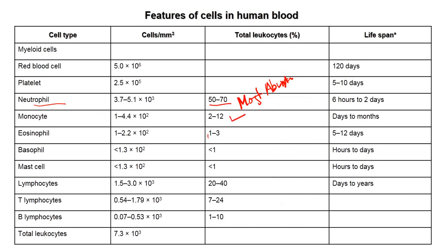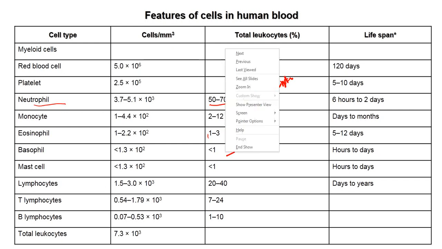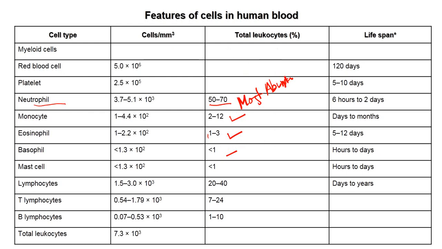Eosinophil is very less, 1 to 3%, but in cases of certain common cold or certain types of infections, the count rises. You call it as eosinophilia. Basophil is again less than 1%. And mast cell is again less than 1%. But of course, during allergic response, the mast cell titer would increase.